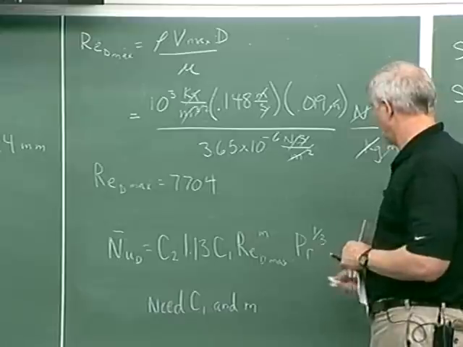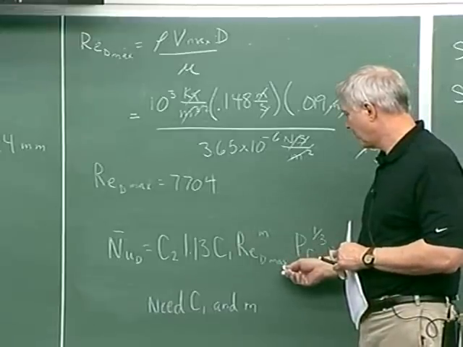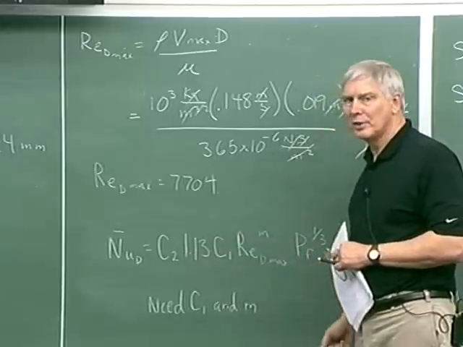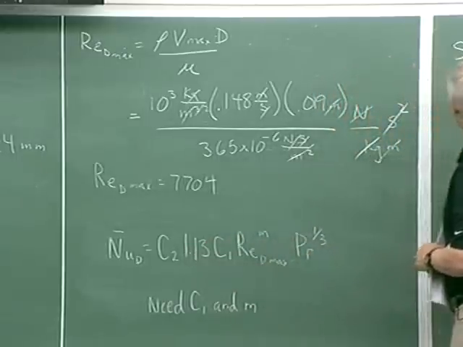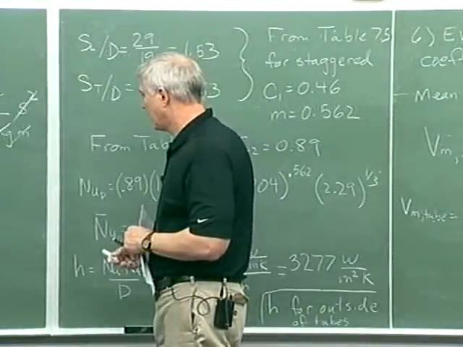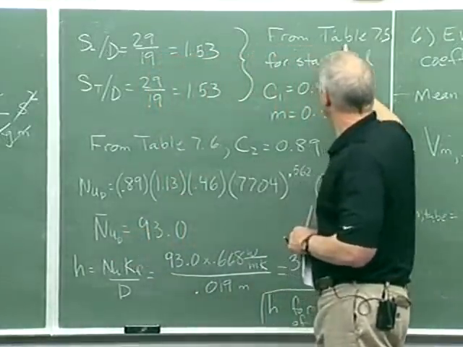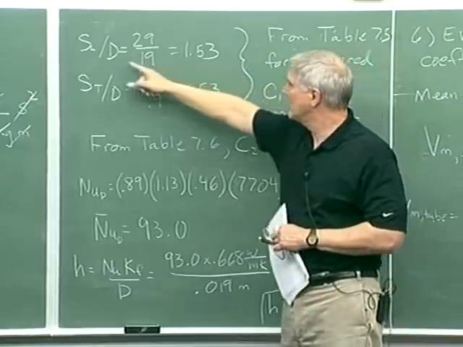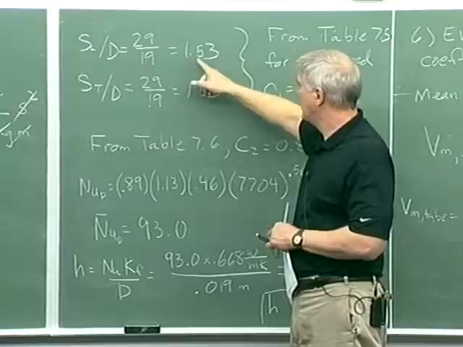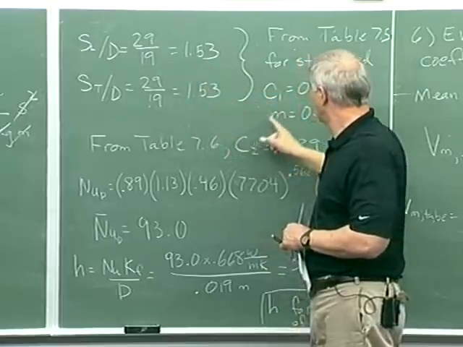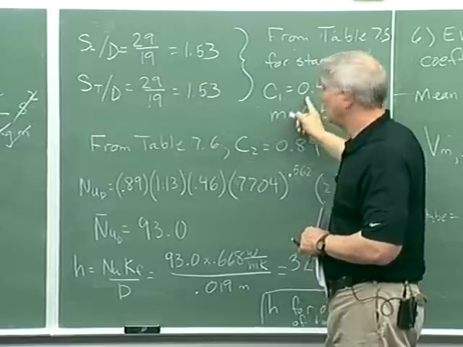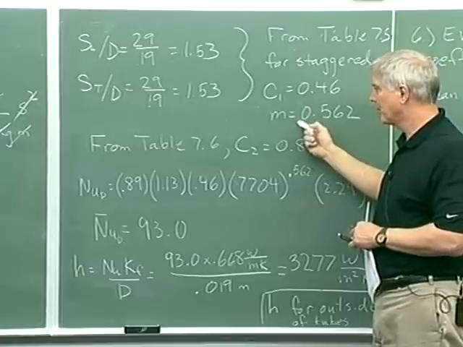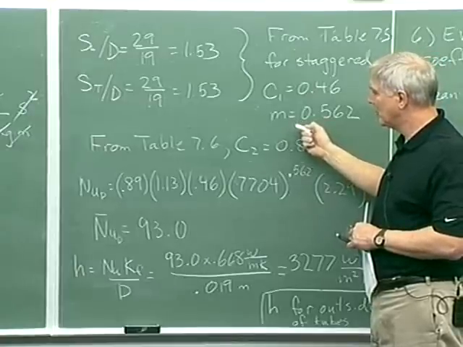So I chose to use this expression for our Nusselt number. We need C1, m, and C2 in order to get the Nusselt number, as we discussed previously. To get C1 and m, we go to table 7.5 in the 6th edition, and look under staggered flow. We have to calculate SL over D and ST over D. It turns out they're both 1.53, and we get that C1 is equal to 0.46, and m is equal to 0.562.